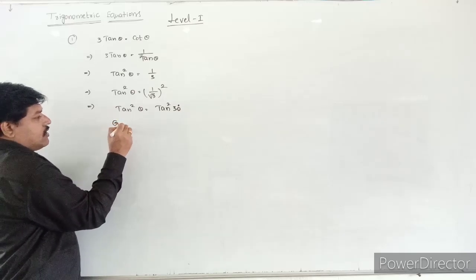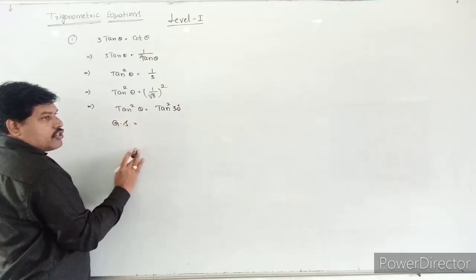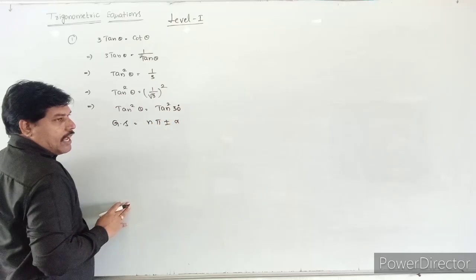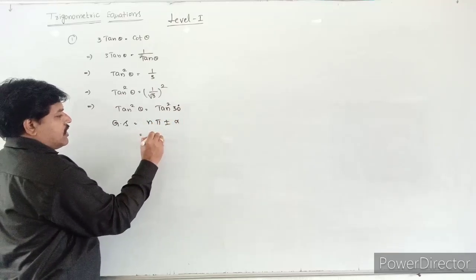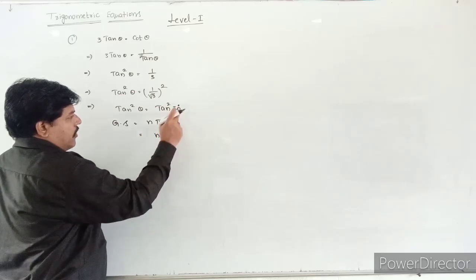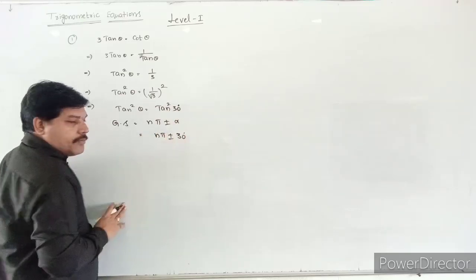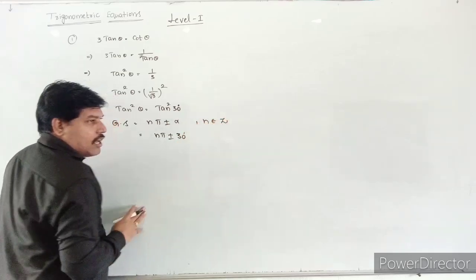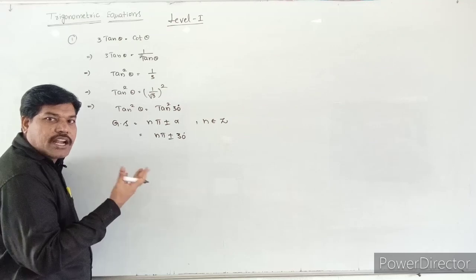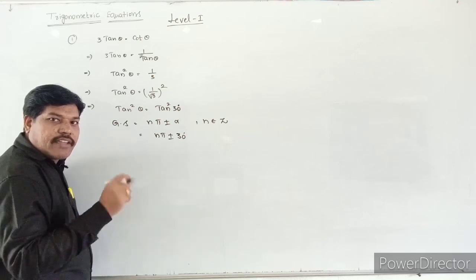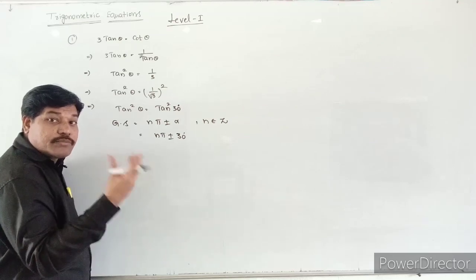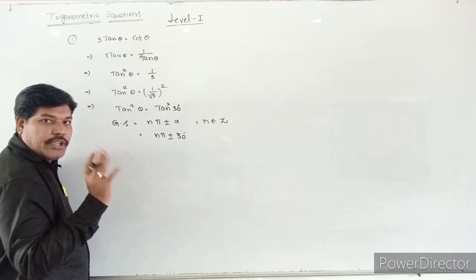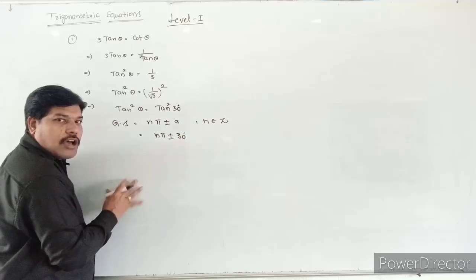Then the general solution is equal to n pi plus or minus alpha, that is n pi plus or minus 30 degrees, where n belongs to z. But in the question they did not give the general solution, they gave particular solutions as options. So the solution is n pi plus or minus 30.